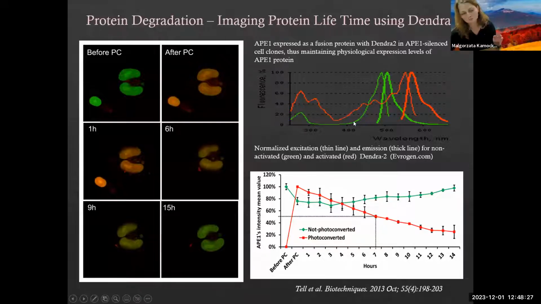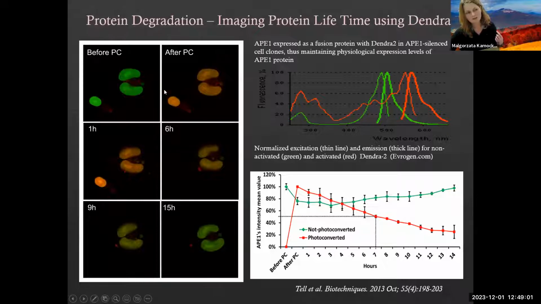So for Dendra-2, before photoconversion, it has green emission, so you can image it with 488 excitation, and after photoconversion with UV light, you can image it also with 488 laser, but the emission which you collect would be in the red spectrum. So the color changes from green to red as time progresses. So based on this imaging, Carlo was able to calculate APE1 half-lifetime.